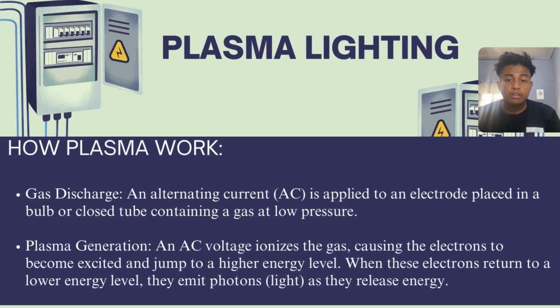So, AC plasma systems. First, plasma lighting. How does it work? Gas discharge: alternating current (AC) is applied to an electrode placed in a bulb or closed tube containing a gas at low pressure. Plasma generation: the AC voltage ionizes the gas, causing the electrons to become excited and jump to a higher energy level. When the electrons return to a lower energy level, they emit photons as the released energy.